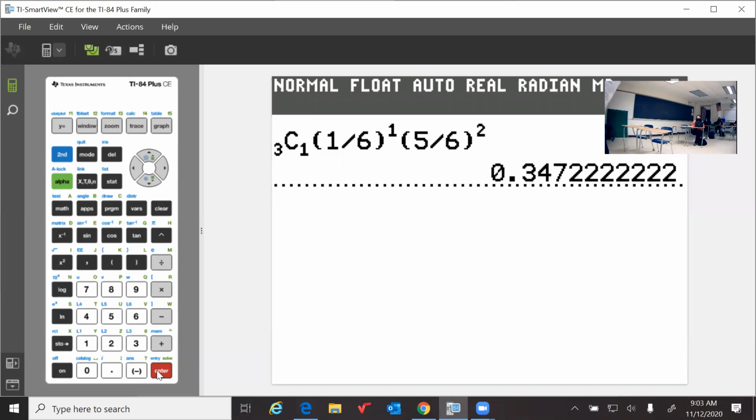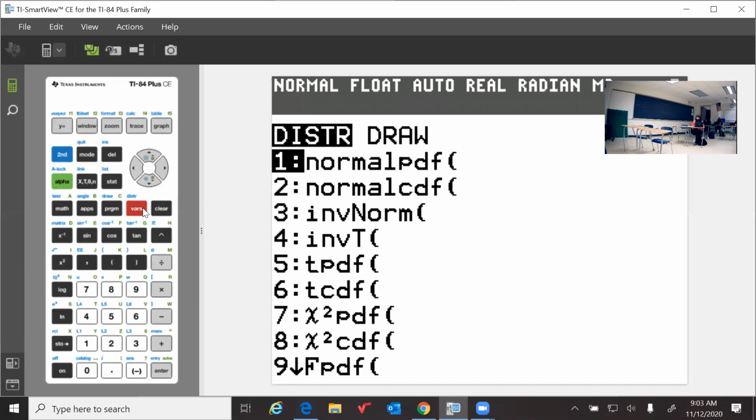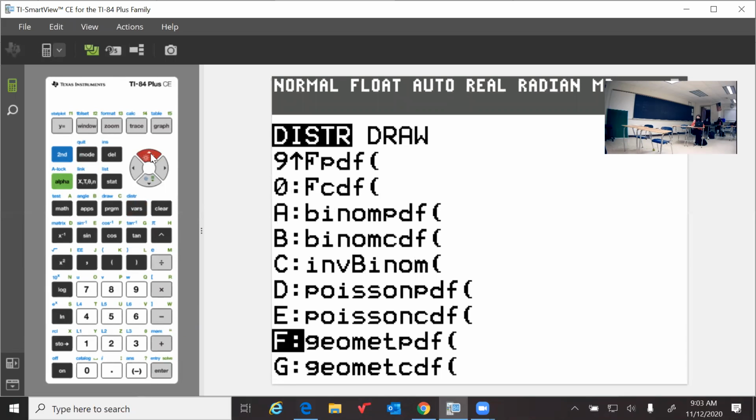Or you could go here. There's a shortcut, and the shortcut's this. Second bars, watch what I'm doing. I'm going to go to PDF. Not C, not cumulative. I want exactly 1 success. So we click on A.